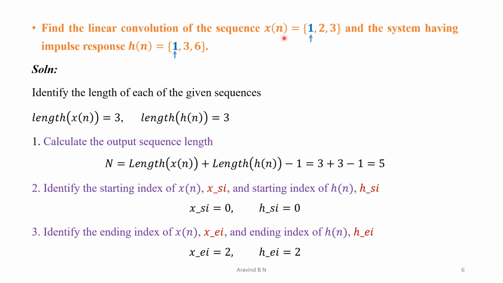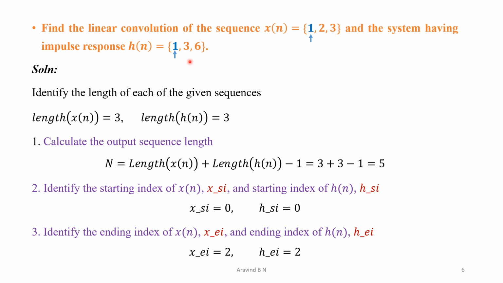With respect to x of n, the value 3 is going to be the last value. Identify the position of the value 3. It is 0, 1 and 2. Position is 2. At position 2, the value is 3. This is the last value. Therefore, the position of the last value is known as the ending index. In case of x of n, it is equal to 2, indicated by x underscore ei.